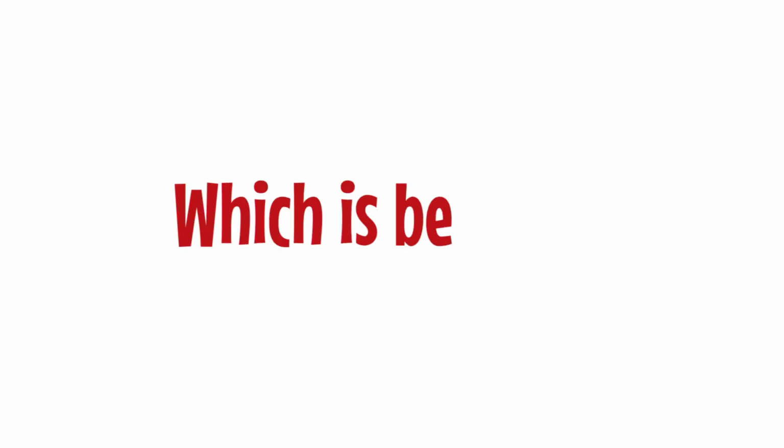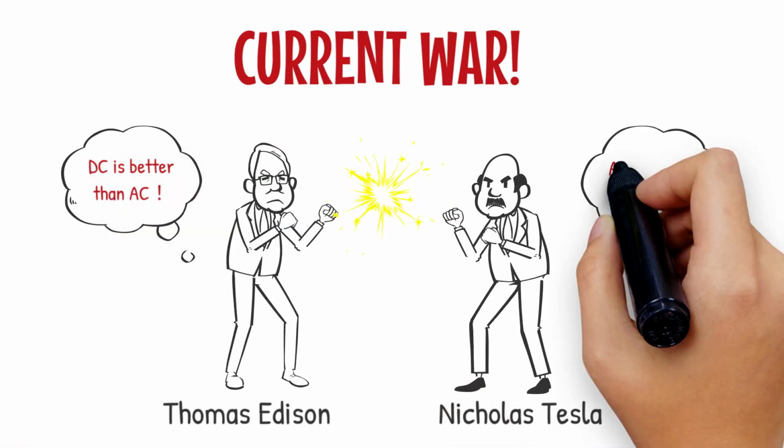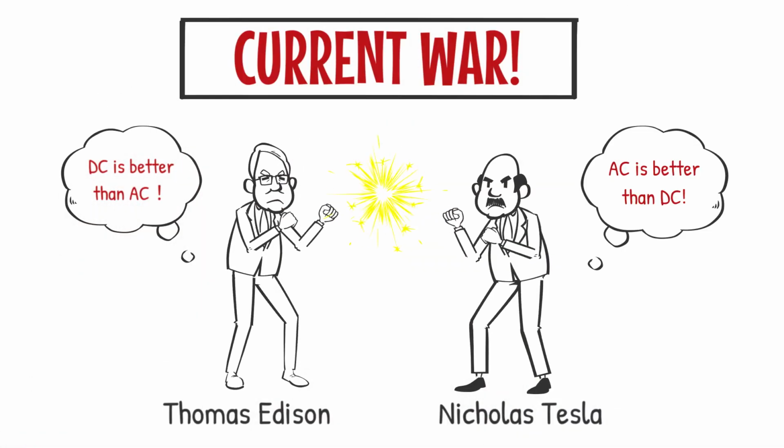So, you might be thinking, which is better? Why not just choose one? In fact, two famous inventors, Edison and Tesla, battled this question out: Edison for DC and Tesla for AC, in what became known as the current war.